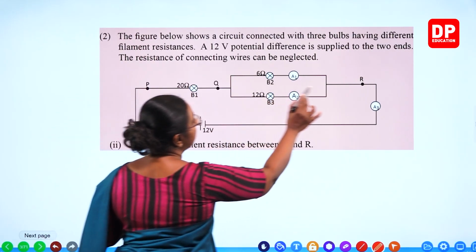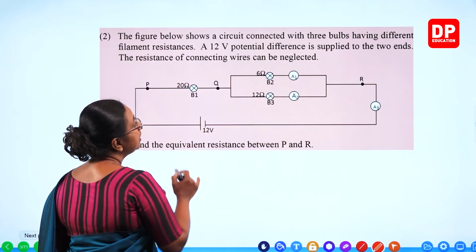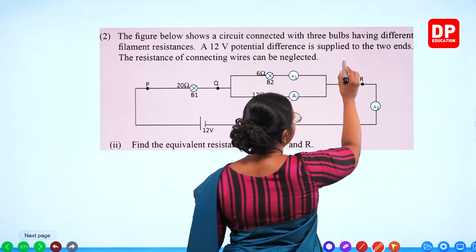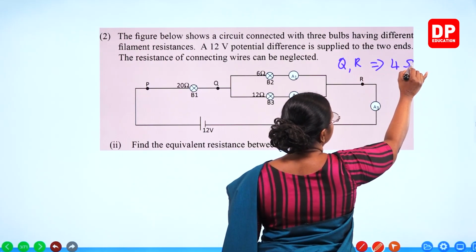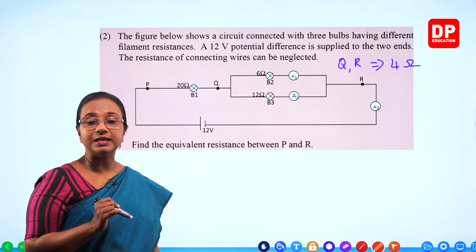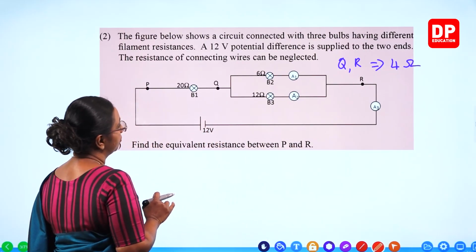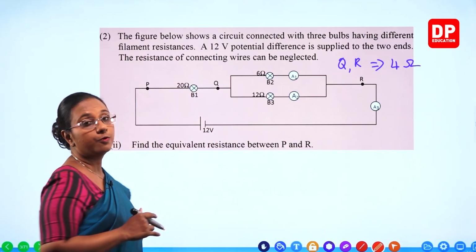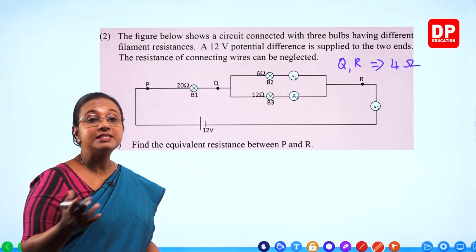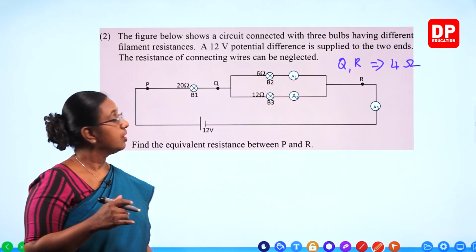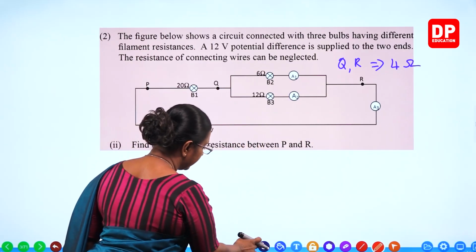Now P and R. We have already found the equivalent resistance between Q and R. So between Q and R, what was the equivalent resistance? It was 4 ohms. That was what we calculated before. So this part has a resistance, equivalent resistance of 4 ohm. And there is a 20 ohm bulb B1. What is that combination now? It is a series combination. Once you find the equivalent resistance here, it will be like a series combination.